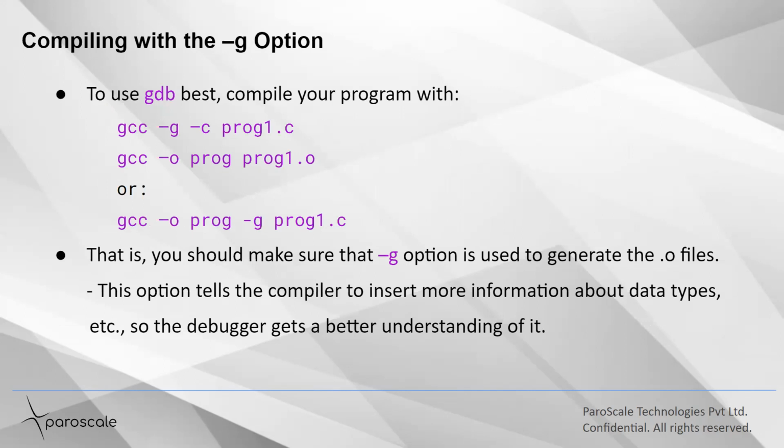First of all, how can you enable GDB for your code? To use GDB, while compiling the code, let's take an example of C code. Program one is a C code example, and here I'm trying to enable GDB for that code. What you have to do is make sure that you are using the -g option to generate your object files. This option tells the compiler to insert more information about the data types, so the debugger gets a better understanding.